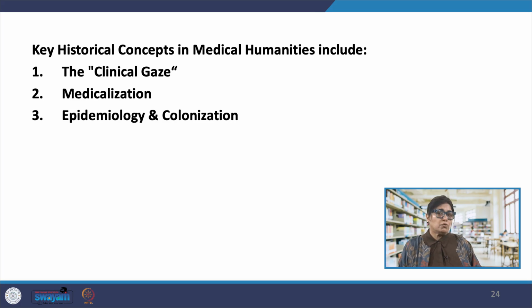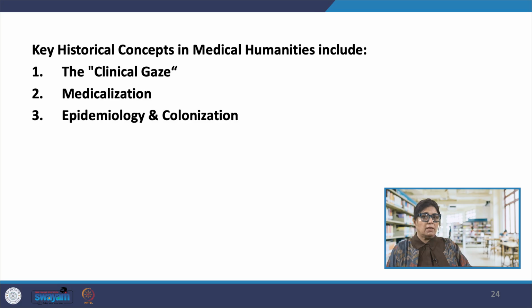Medicalization. This refers to tracking how sins or social problems like alcoholism or hyperactivity were historically redefined as medical conditions. Epidemiology and colonialism. These involve studying how the spread of diseases and the development of tropical medicine were tied to imperial expansion of global trade.